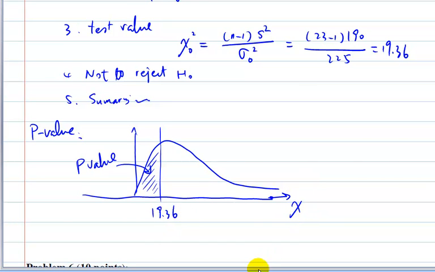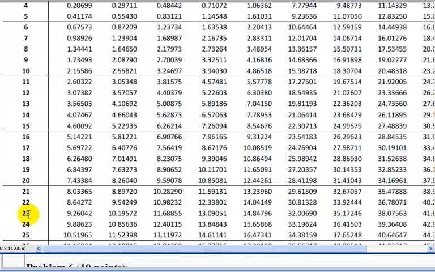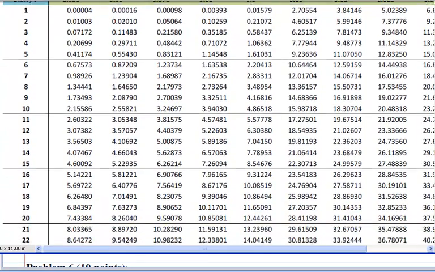So the table here basically says we go to 22 and then try to find 19.36. Well, look at that, there's no 19.36 here. All you have is 14 something, and then you jump to 30, so the range is too much. But for sure, my 19.36 must be greater than this value here. How much area is at 14.04? Look at that, 0.9.